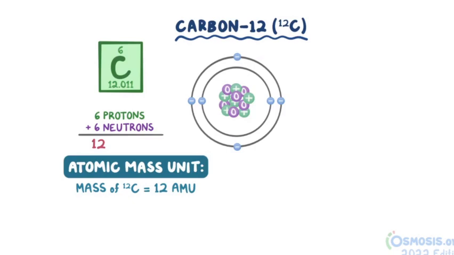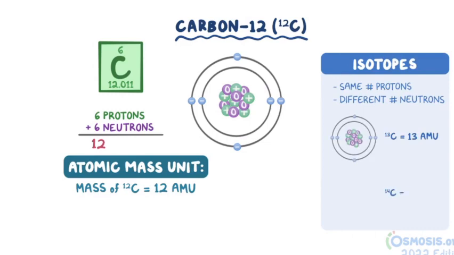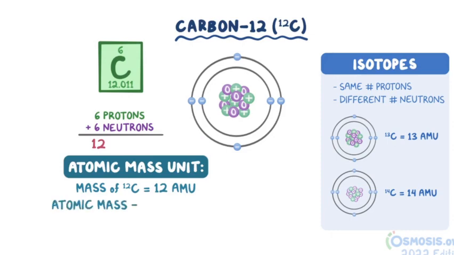But many elements exist in different isotopes, which have the same number of protons, but different numbers of neutrons. As a result, these isotopes have different total atomic masses. For this reason, when we look up the atomic mass of a given element, we are actually looking up its atomic mass averaged over all of its isotopes found in nature.